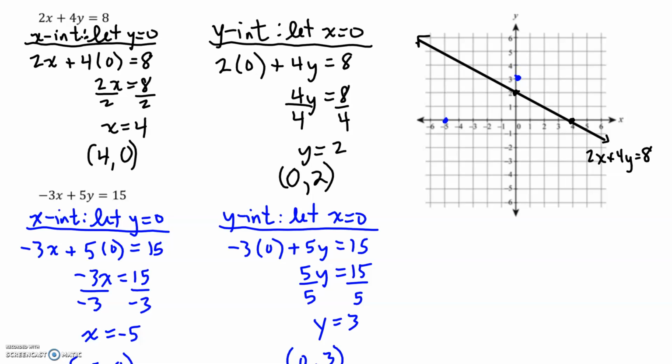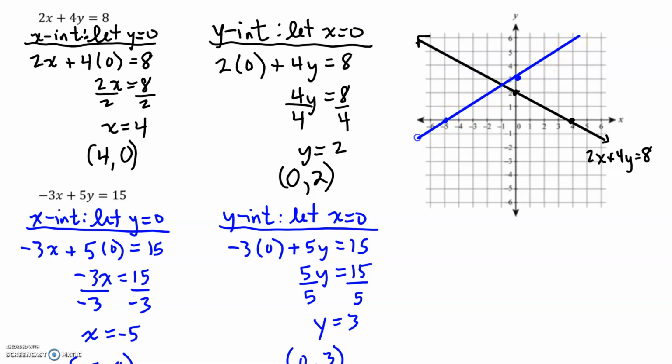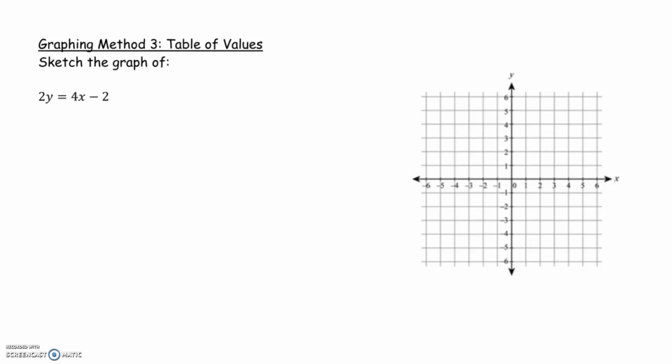And we'll go ahead now and draw our line of best fit. That's going to go from one side of the graph to the other. Put arrows on the ends and label with the equation, which is negative 3x plus 5y equals 15. All right, so that is the second method of graphing. Let's turn the page and we'll look at our last method of graphing.